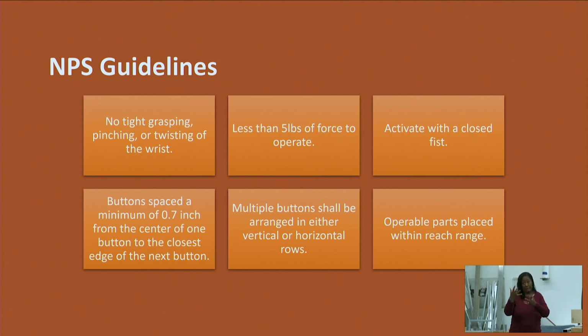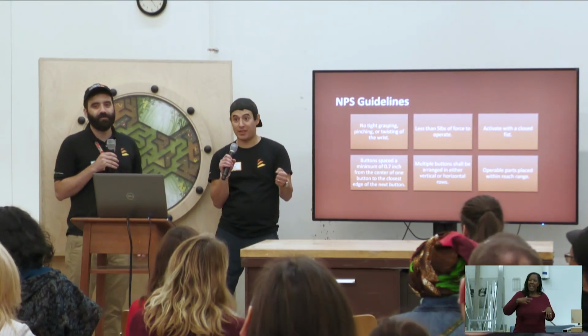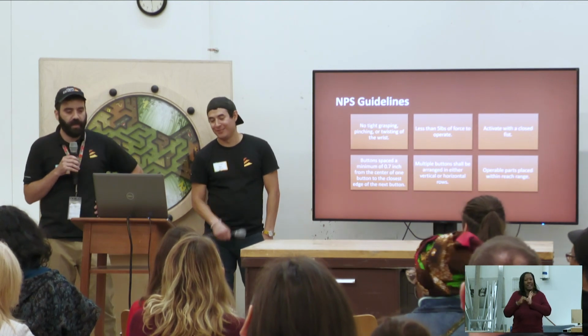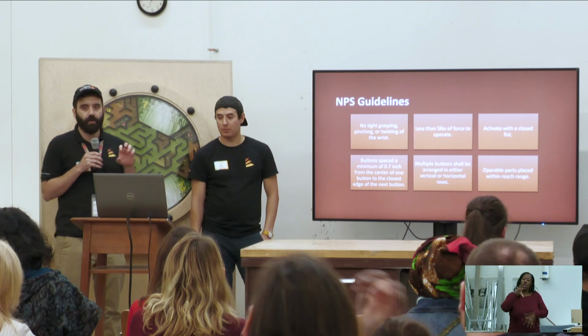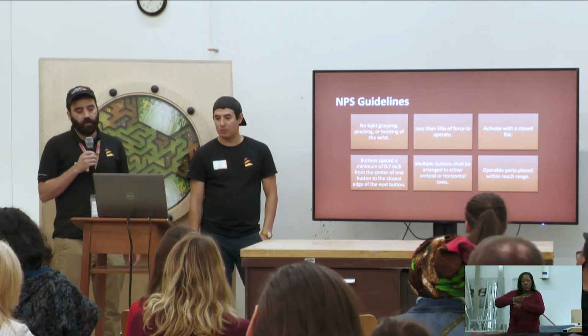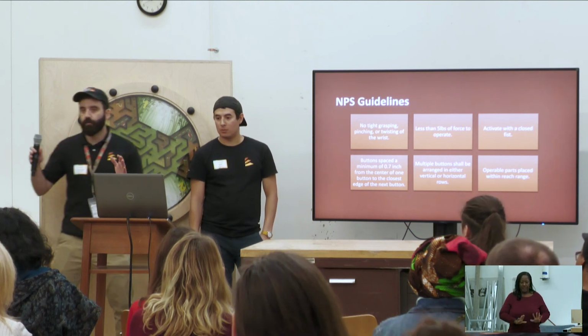We actually have a measuring device to test that with, so that we know we're under that guideline. It's pretty shocking how easily you can make a lever, and then it takes like 25 pounds of force to move, and you're like, what did we just do? Other guidelines are being able to activate it with a closed fist, no tight grasping or twisting of your wrist, and all the parts to operate the interactive should be within reach without having to move your body.